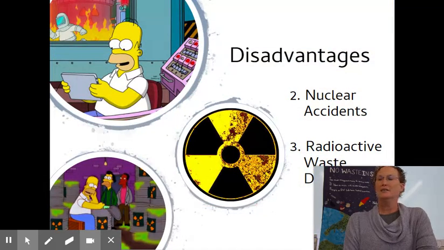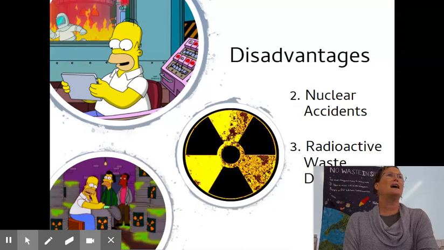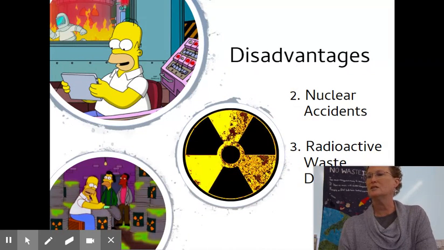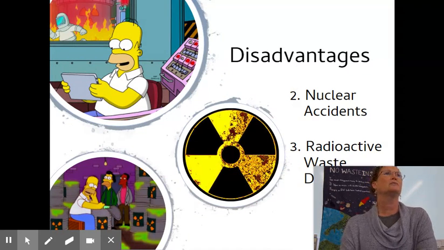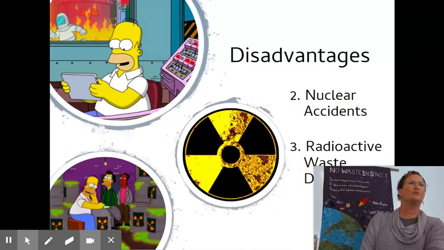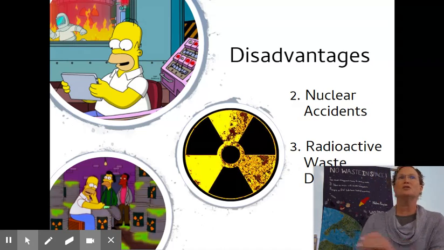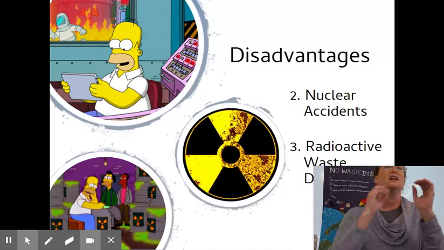All right, so disadvantages. You can have a nuclear accident. Where's the one? I don't know why I have disadvantage. I only have 2 and 3. Maybe the first disadvantage is that Homer works there. No. And then radioactive waste disposal, which I'm going to talk to you guys about in a minute.